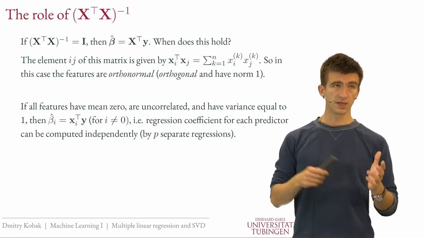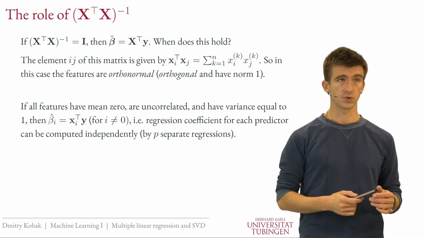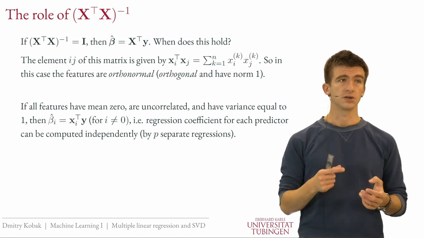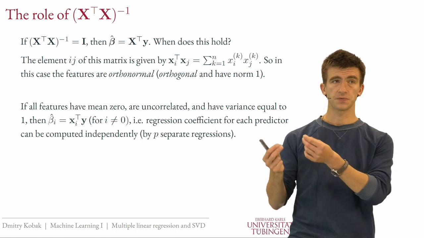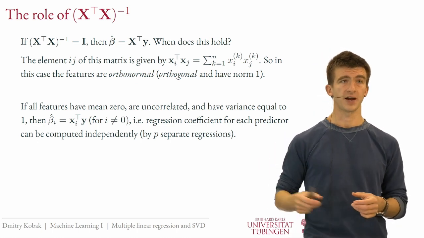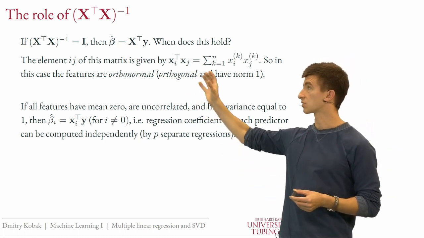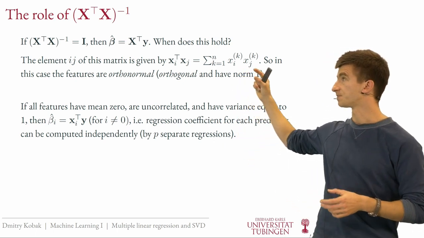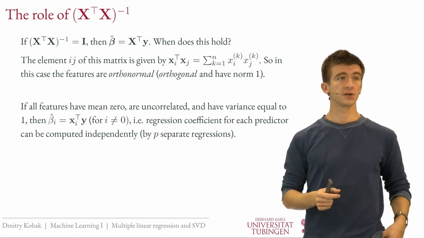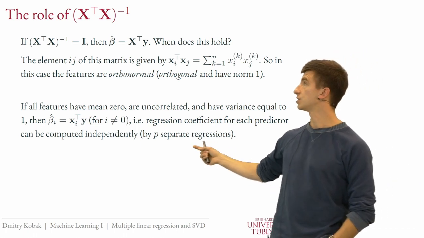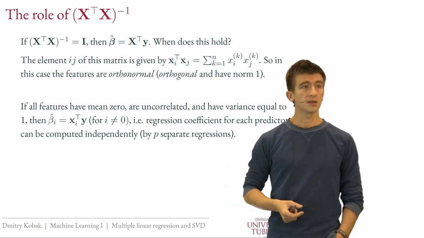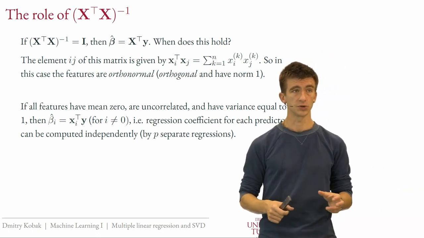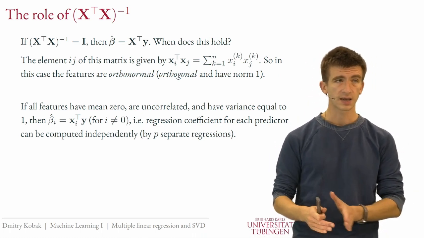So I will leave this also as an exercise to really make sure that you understand that it holds. It says that if each feature has mean zero, all pairs of features are uncorrelated with each other, and all features have variance equal to one, then this matrix X transpose X has a particularly simple form, and our whole solution simplifies such that each coefficient beta i can be obtained by just multiplying this feature with the response vector y, and that's all. So it means that the regression coefficient for each predictor can be computed independently.